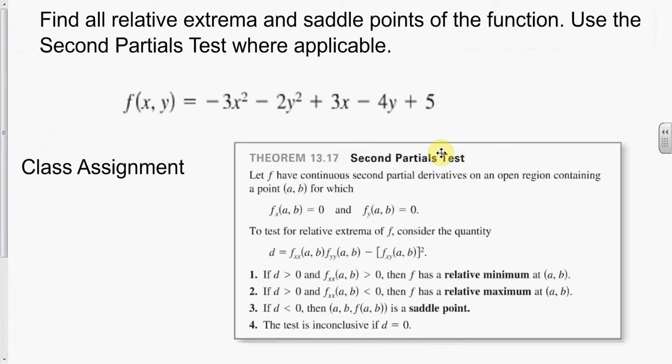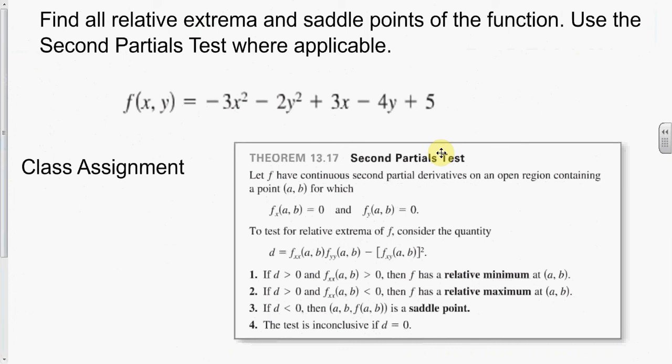Now you notice something with that problem compared to this problem here. Whenever you get a minimum or a maximum, the sign for fxx and the sign for fyy would be the same. They'll both be positive or both negative. For the saddle point, the signs of those second partials fxx and fyy would be opposites. One will be negative, the other positive.